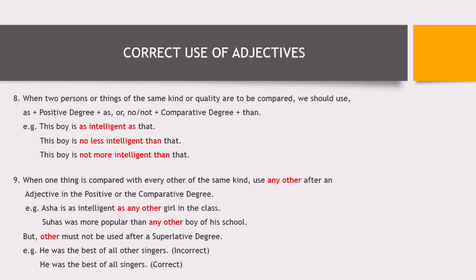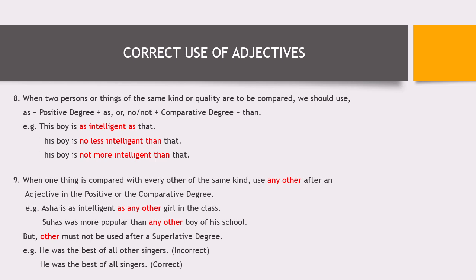8. When two persons or things of the same kind or quality are to be compared, we should use as plus positive degree plus as, or no or not plus comparative degree plus than. For example, this boy is as intelligent as that. This boy is no less intelligent than that. This boy is not more intelligent than that.